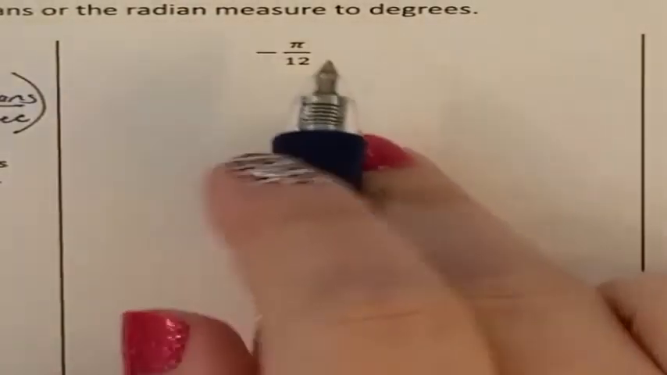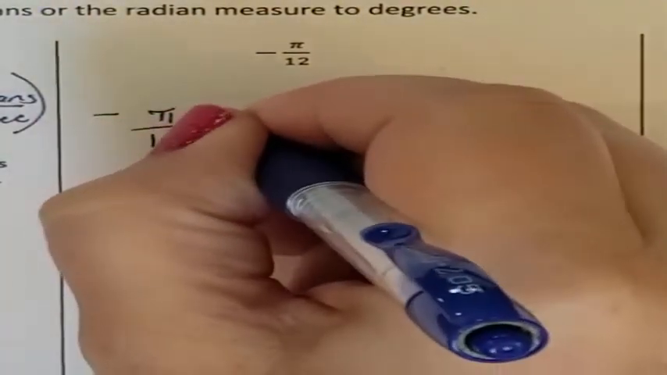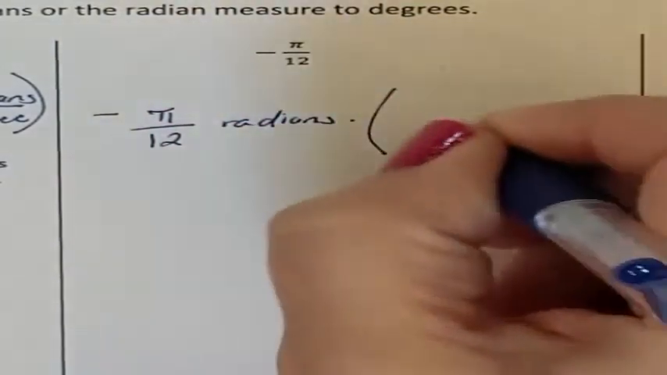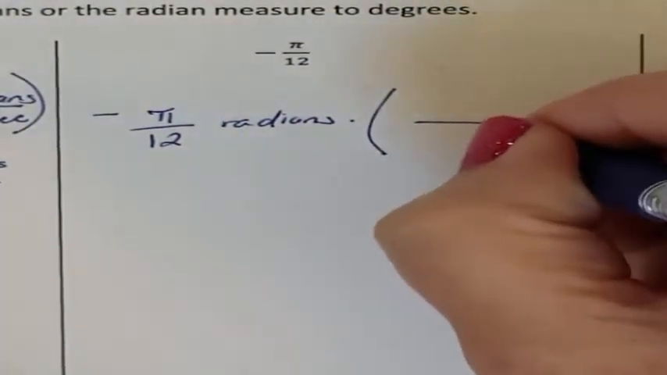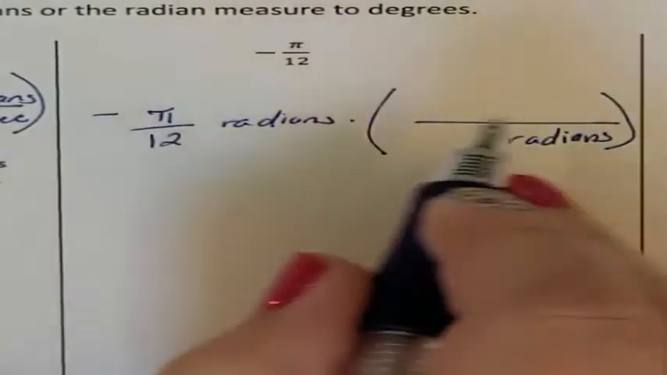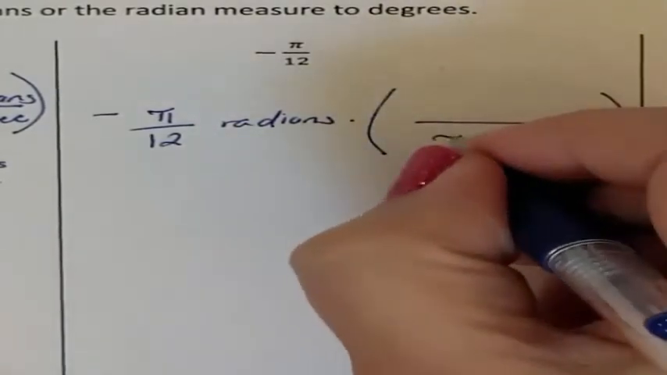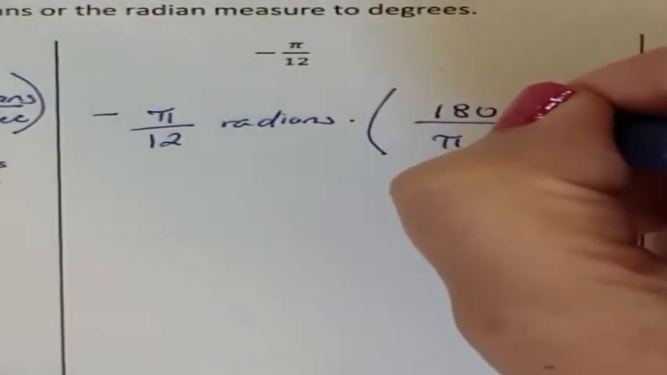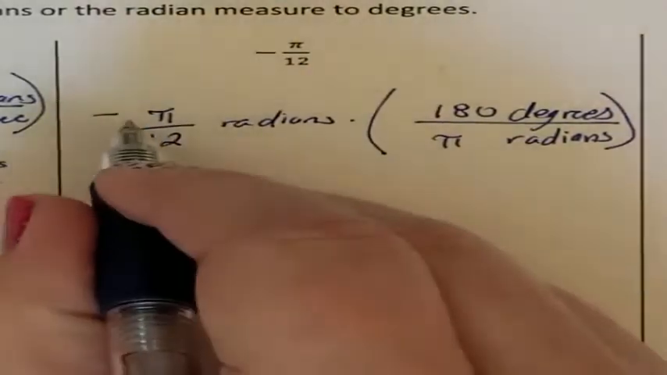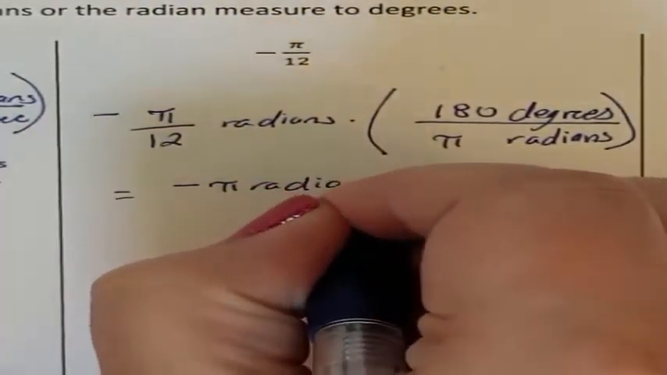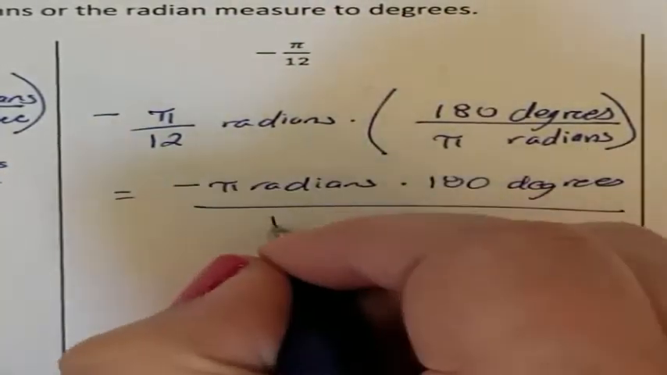Our next problem. There is no degree, which means this is a radian. So I have negative pi over 12 radians, and I need to multiply this by a fraction equal to 1. But it's a special fraction, in that if radians is in the numerator, I know that I need to have radians in the denominator, so when I multiply, they would one each other out. I know my unit conversion fraction talks about pi radians, and that's the same as 180 degrees, so my numerator must be the 180 degrees. So multiplying these two straight across, I have negative pi radians multiplied by 180 degrees all over 12 pi radians.